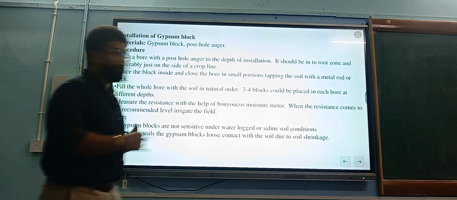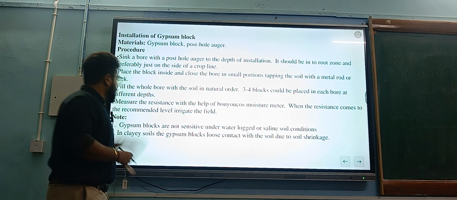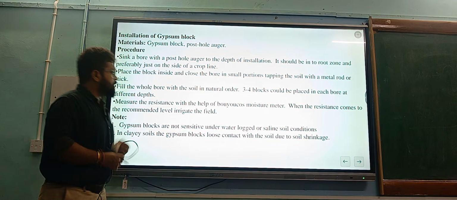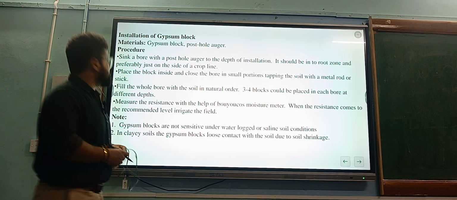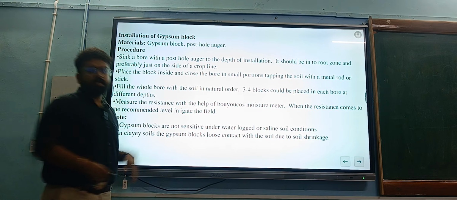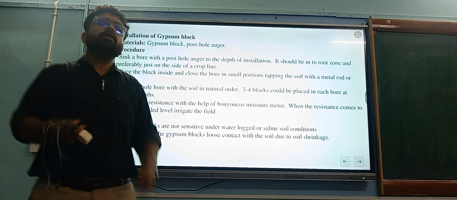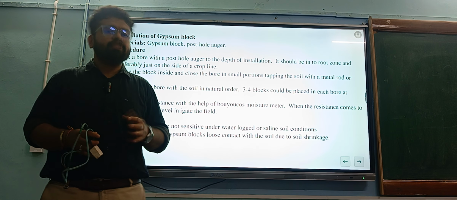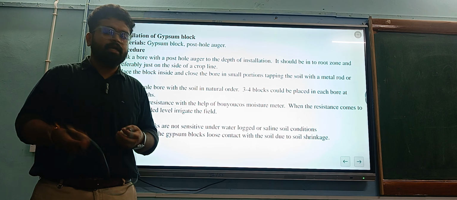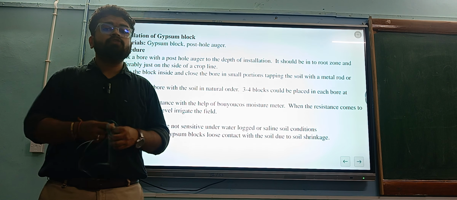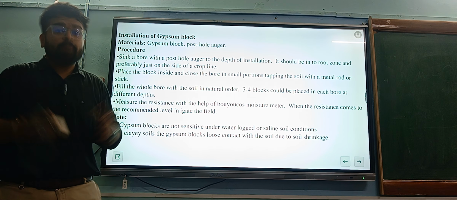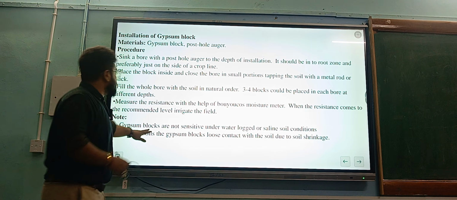Three to four blocks should be placed in each bore at different depths, and check the resistance with the help of a meter. When the resistance comes to the recommended level, irrigate the field. If the resistance is around 400 to 600 ohms, it is at field condition and you need not irrigate. If the resistance is around 50,000 ohms, that is the condition of permanent wilting of the plant, and you have to go for irrigation.